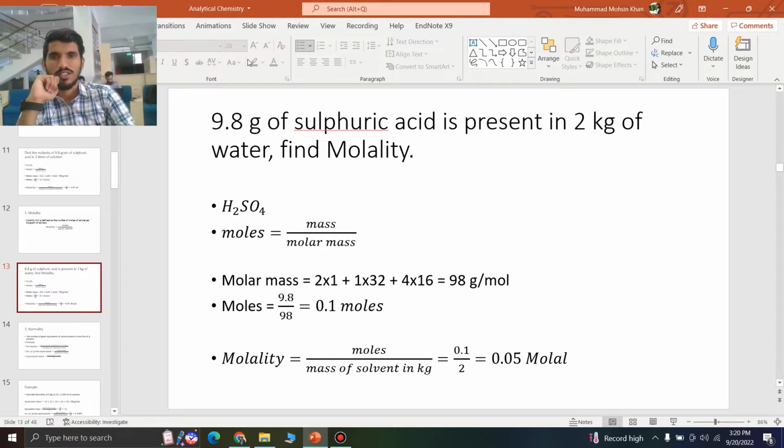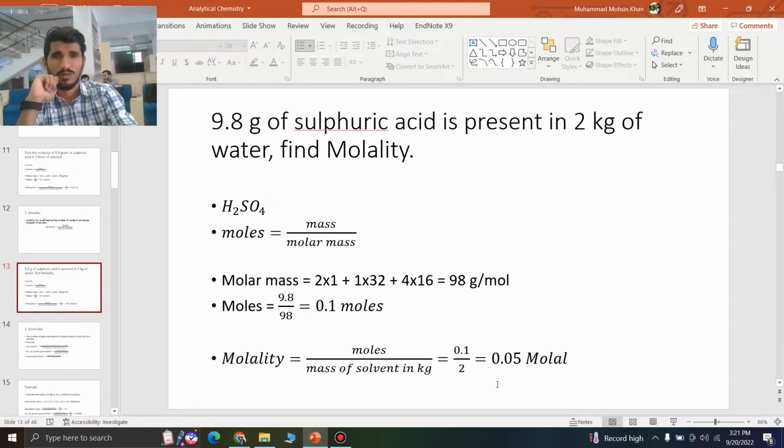So we have the same 9.8 gram of sulfuric acid present in 2 kg of water. Find molality. So now, first of all, you have to find the molar mass, and then you have to find the number of moles. 9.8 gram is given, and 98 gram per mole is the molar mass. So 9.8 divided by 98 will give out 0.1 moles. And now you have to put this value of moles in the formula for molality. Molality is equal to moles divided by mass of solvent in kg. In place of moles, you write 0.1, and in place of mass of solvent, you write 2, because you have been given 2 kg of water. So 0.1 divided by 2 will give out 0.05 molal.